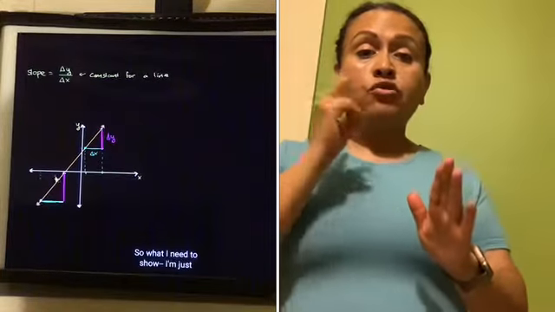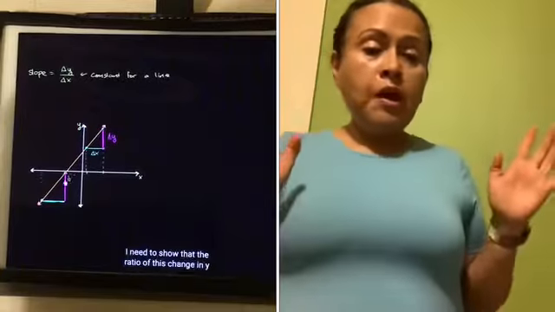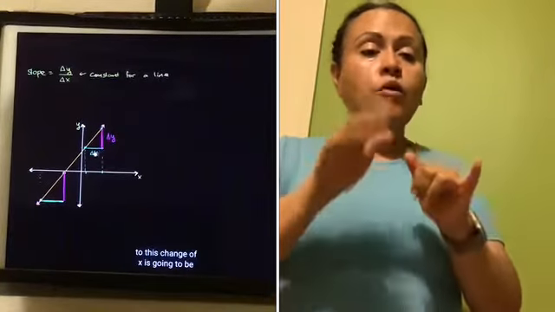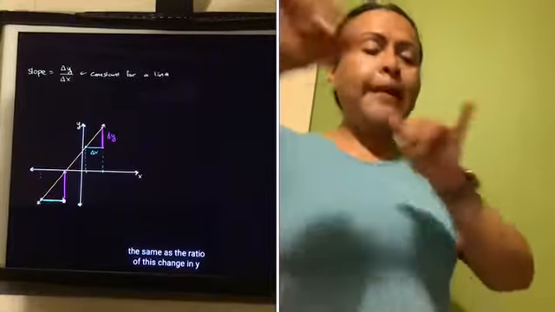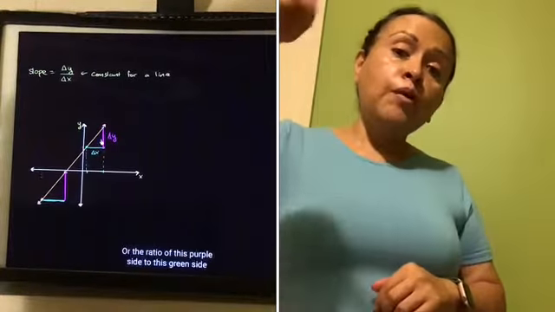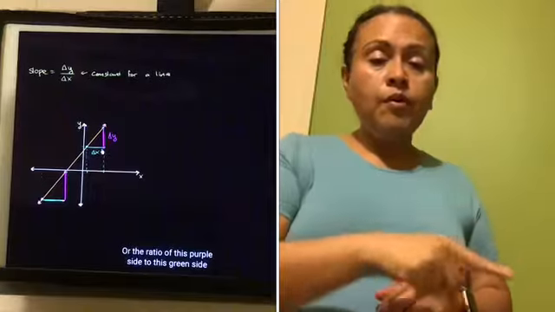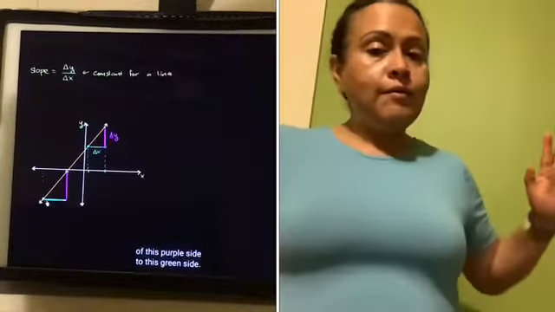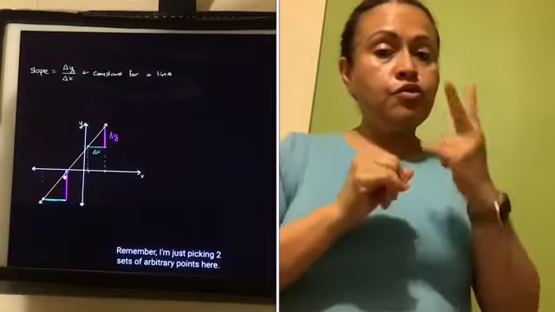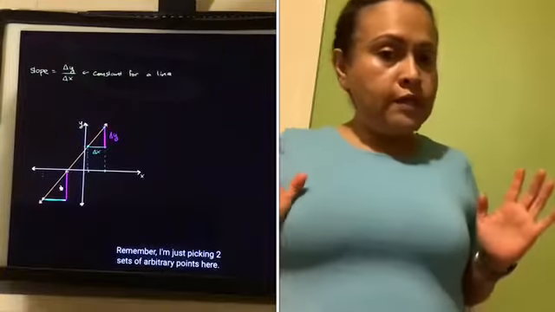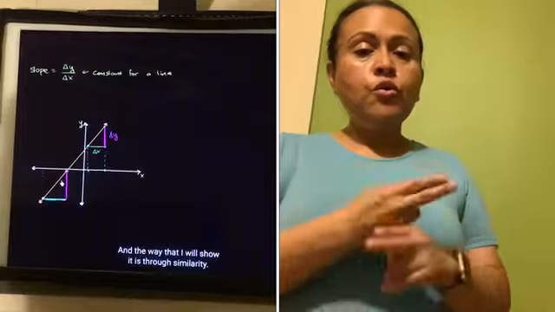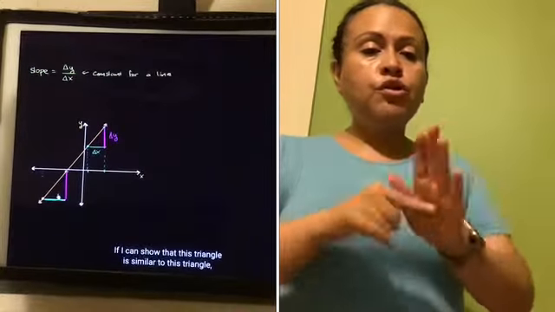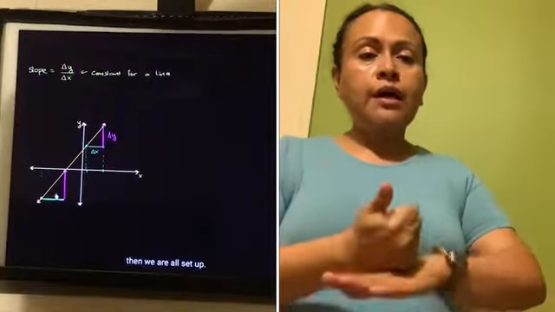So what I need to show, and I'm just picking two arbitrary points, is that the ratio of this change in y to this change in x is the same as the ratio of this change in y to this change in x, or the ratio of this purple side to this green side is the same as the ratio of this purple side to this green side. Remember, I'm just picking two sets of arbitrary points here. And the way that I will show it is through similarity. If I can show that this triangle is similar to this triangle, then we are all set up.